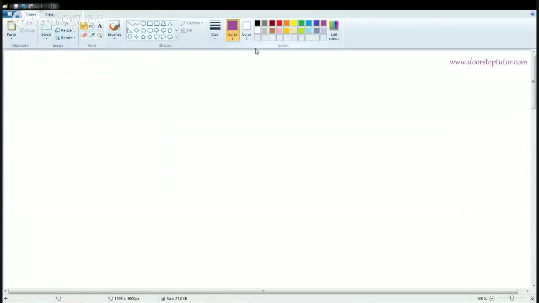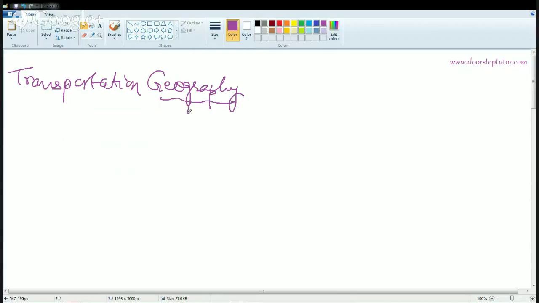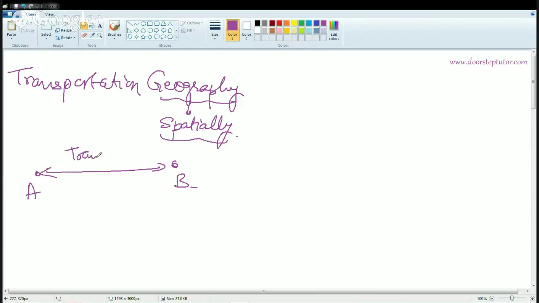Transport geography or transportation geography is a routinely used term in most of our day-to-day processes. Whenever we talk about any concept spatially, it falls under the ambit of geography. So if we are trying to understand transportation between location A and B, for example, that would be covered under the concept of transport geography.